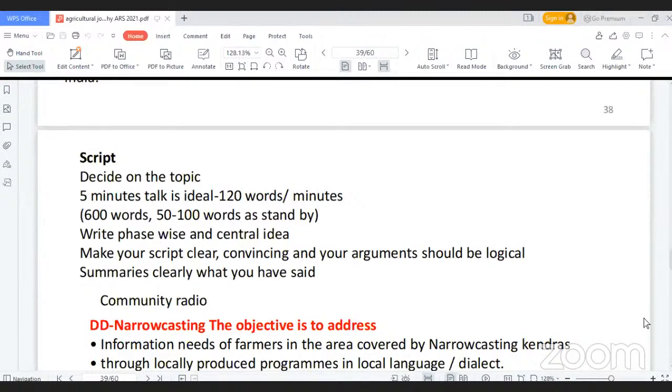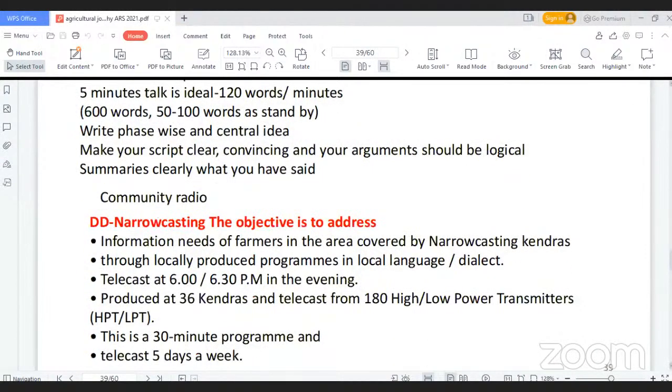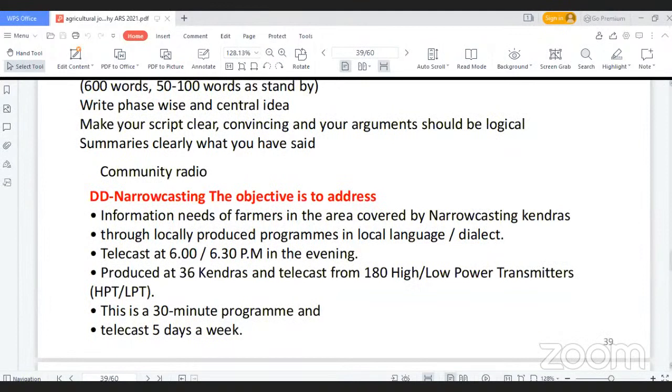In 4 minutes, on average, somebody will speak about 120 words, and for 5 minutes, 600 words will be covered. One can also keep 50 to 100 words on standby. Make your script clear and convincing. Use ABC: accurate, attractive, brief, concise. That is the general thing.